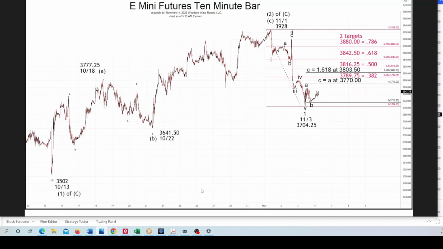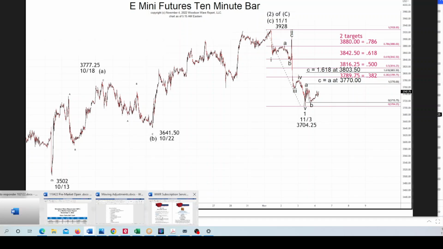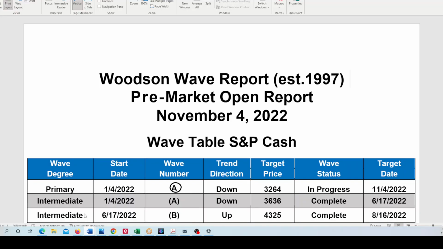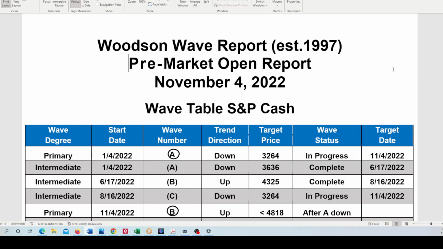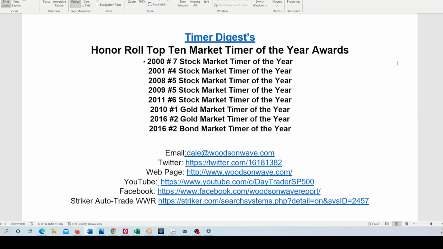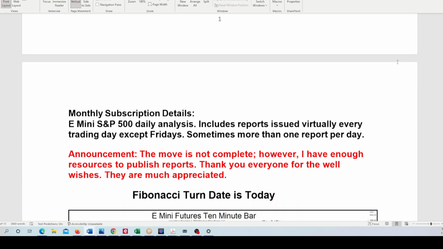Again, we're looking for a turn today. Let me see if I got that report that we put out. And I think I have it here. Pre-market is at 5 something this morning. Let me scroll down. Excuse me.